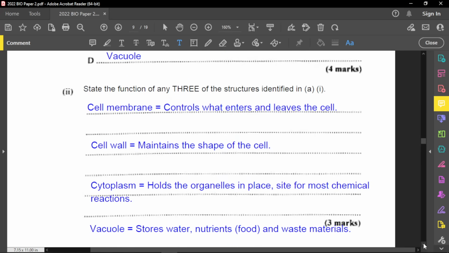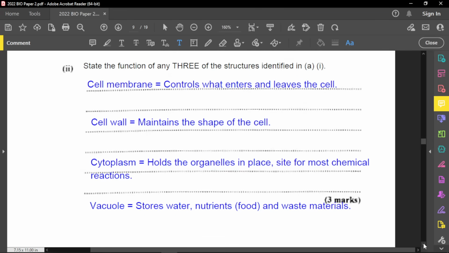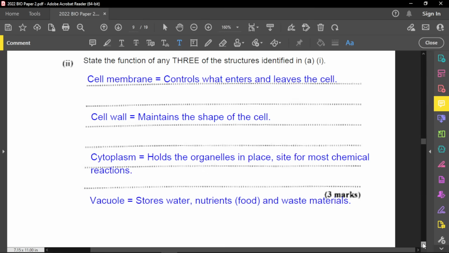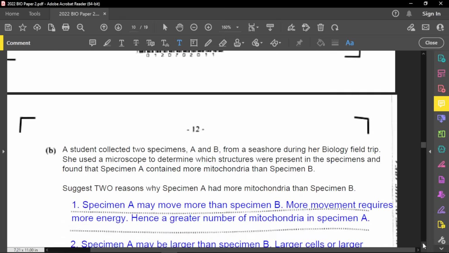All right, so for part 2 of this, it says state the function of any 3 of the structures identified in A1. So we're going to state the function of any 3, but again, I give you all of them that were identified here. So the cell membrane controls what enters and leaves the cell. And of course, I know that cell structure should be easy for most of you, if not all of you. All right, now cell wall maintains the shape of the cell. Cytoplasm holds the organelles in place and is the site for most chemical reactions. Vacuole stores water, nutrients, and also waste materials. All right, so let's jump over that. That one is a relatively easy question and straightforward.